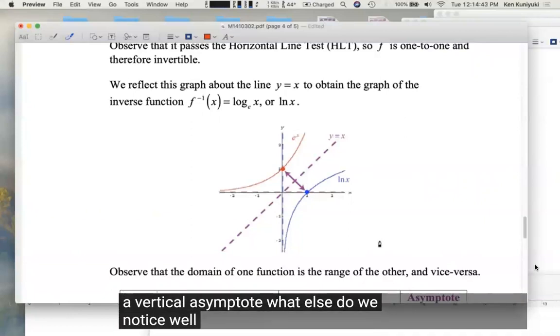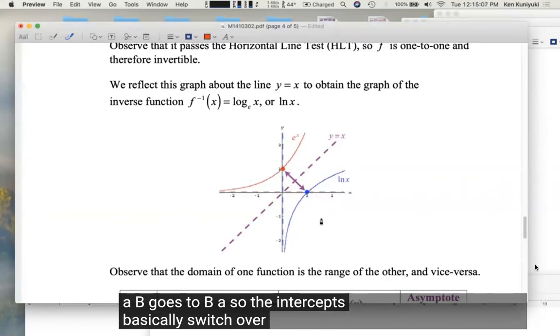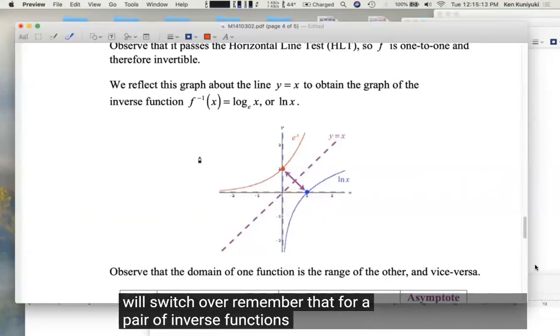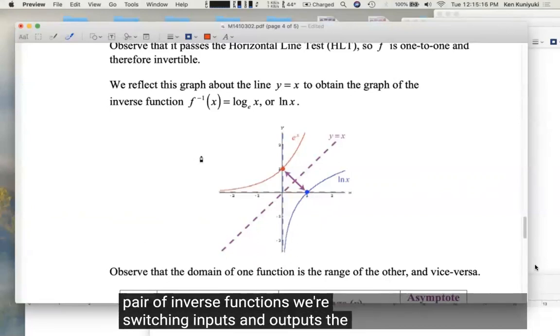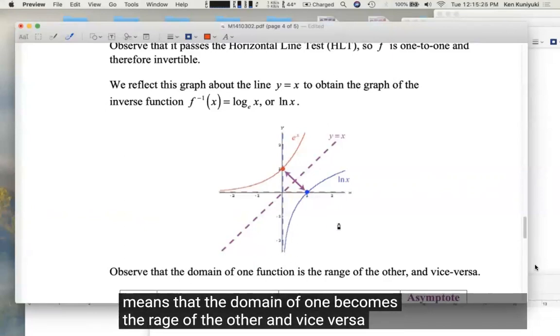What else do we notice? Well, remember, if the point (a, b) lies on the original graph, the point (b, a) lies on the new inverse graph. So if the point (0, 1) is a y-intercept on the red graph here, then the point (1, 0) is an x-intercept on the blue graph here. (a, b) goes to (b, a), so the intercepts basically switch over. Now, what else will switch over? For a pair of inverse functions, we're switching inputs and outputs, which means that the domain of one becomes the range of the other, and vice versa.